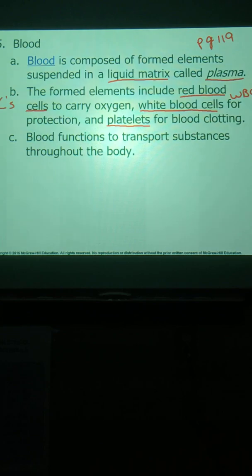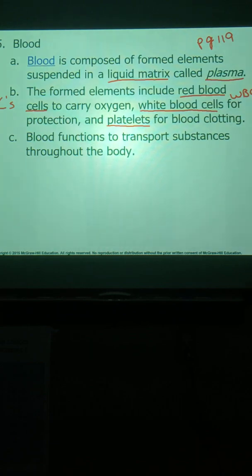And then blood is also connective tissue, which makes sense since it's made by connective tissue, which is bone. Blood is composed of formed elements suspended in a liquid matrix called plasma. The formed elements include the red blood cells, which we can call RBCs, to carry oxygen. Hemoglobin is the actual part of the blood cell that carries oxygen.